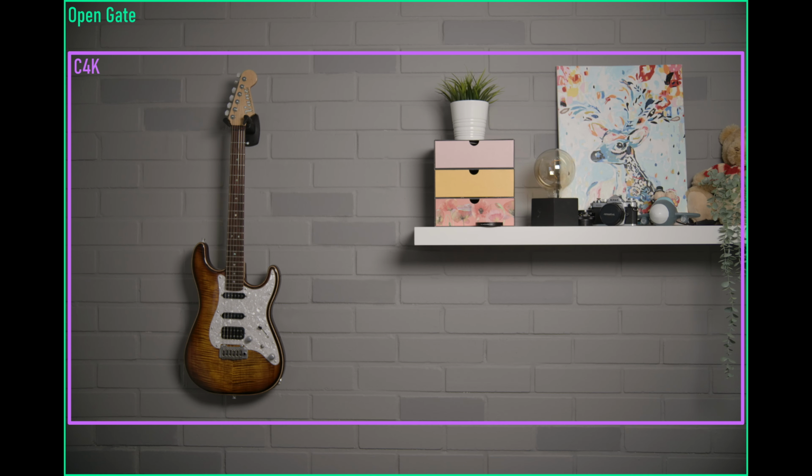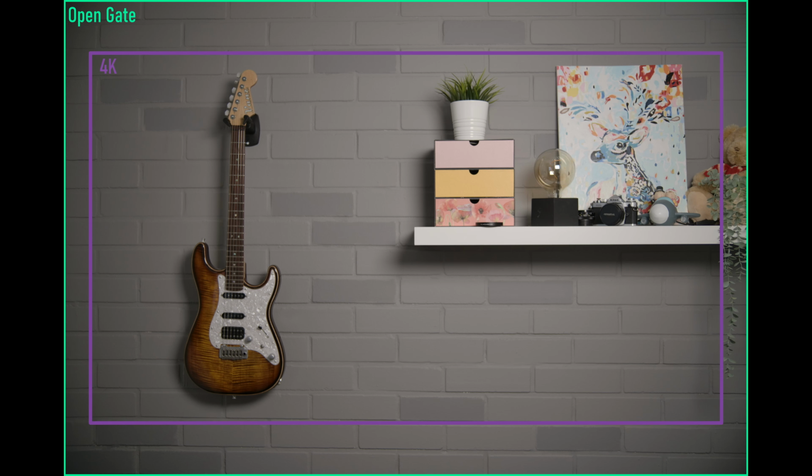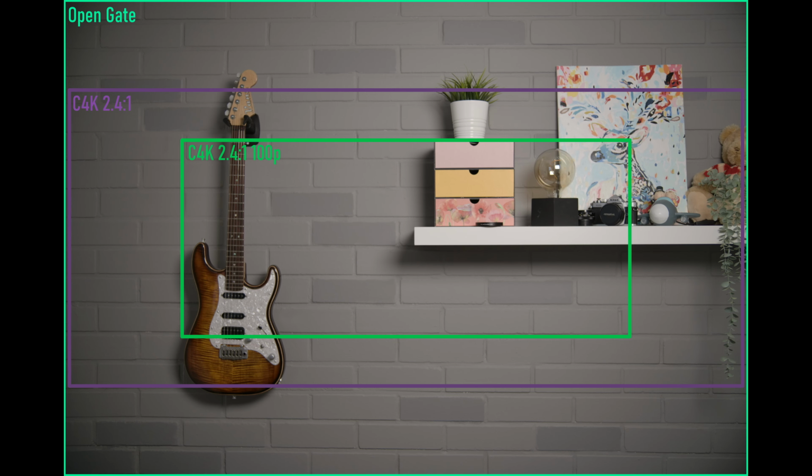The four resolutions that have that crop are Cinema 4K, which after 48 frames per second up to 75, has a crop factor of 2.34. 4K, which has a crop factor of 2.5 at 75 frames per second, a little bit less at 72, a little bit less at 60, and below 60, it has the same as before, which was about 1.6. Then 4K 2.4 to 1 as well. After 72 frames per second, you are getting a crop of 2.34.